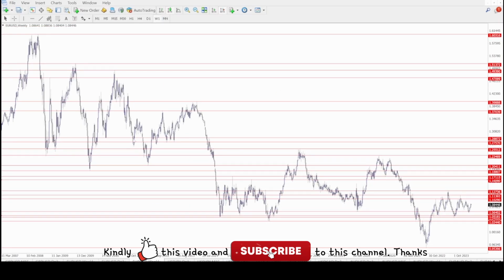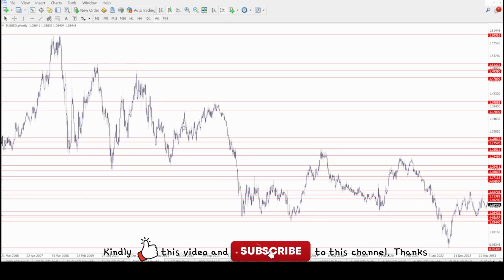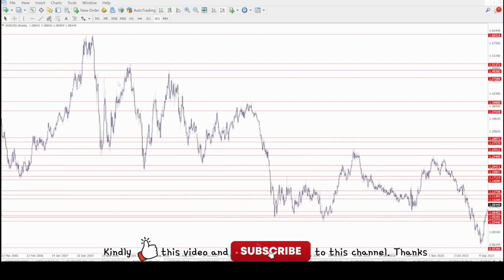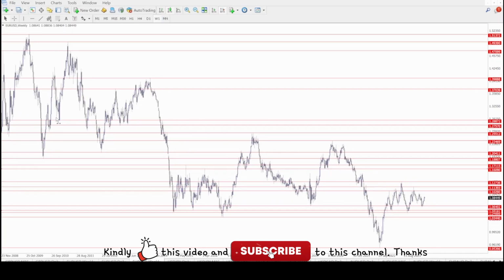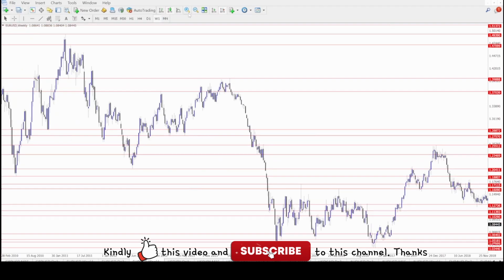I can see this one right here, but I'm not too sure about that one. So I'll leave it. You know, our discretion really plays a major part in how we trade as well. If you don't think it makes sense, maybe it doesn't. It might just not make sense.